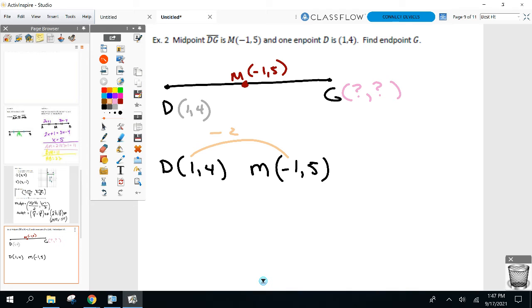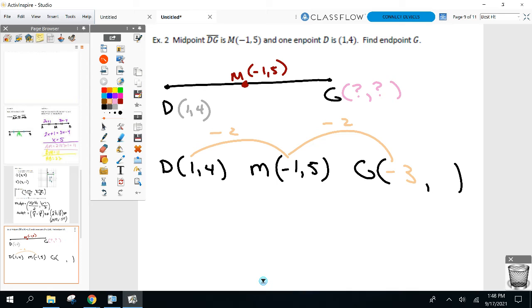And if M is in the middle, how many more steps do I need to go to get to the end? 2 to the left or the right? Left. Where am I on the x-axis now? Negative 3. You just found the first coordinate for G. So I went from 1 to negative 1, 2 units to the left. Well, if you're in the middle and you want to get to the end, you better do it again. Go minus 2 again, and we'll end up at negative 3.